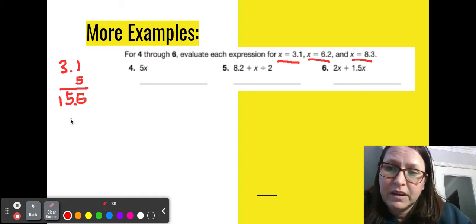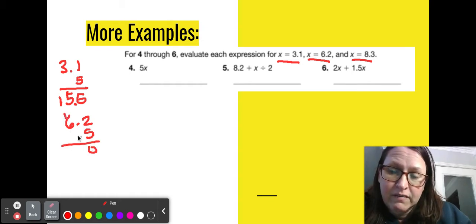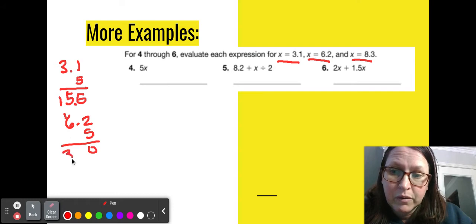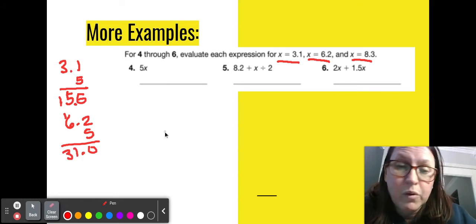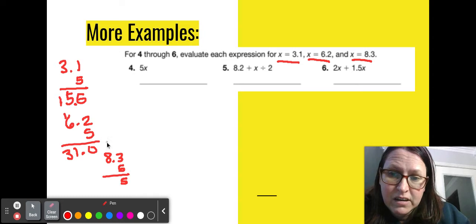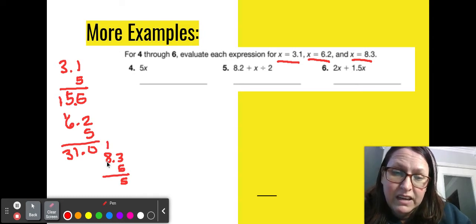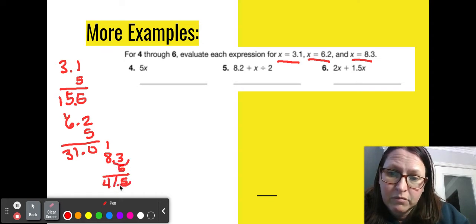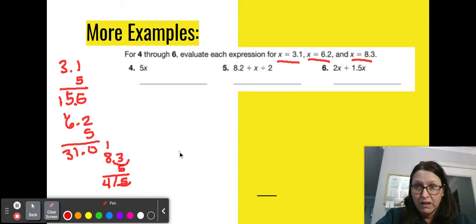Let me do the next one. 6.2 times 5. 5 times 2 is 10. 5 times 6 is 30, plus 1 is 31. So now I've got 31.0. And let me do my third one, 8.3 times 5. 3 times 5 is 15. 5 times 8 is 40, plus 1 is 41. And my decimal goes over one place right here, so 41.5.